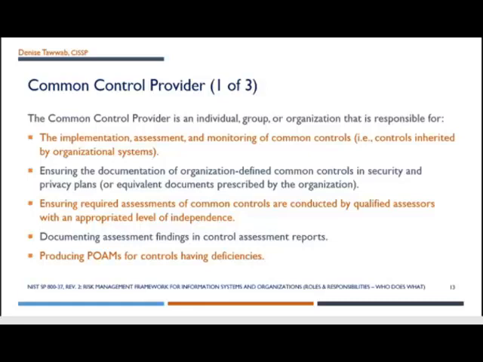They also ensure that required assessments of common controls are conducted by qualified assessors with the appropriate level of independence. Common control providers document assessment findings in control assessment reports, and they produce POAMs, or plans of action and milestones, for controls that are deficient.